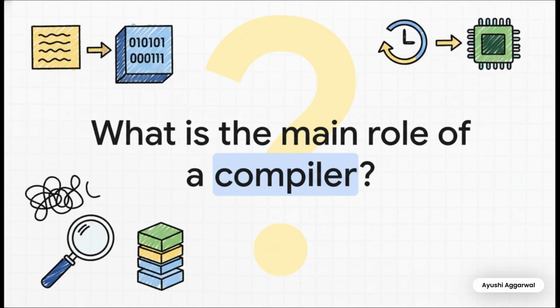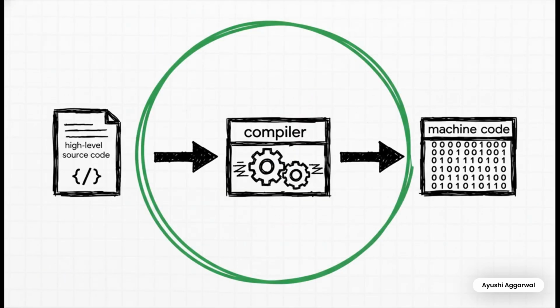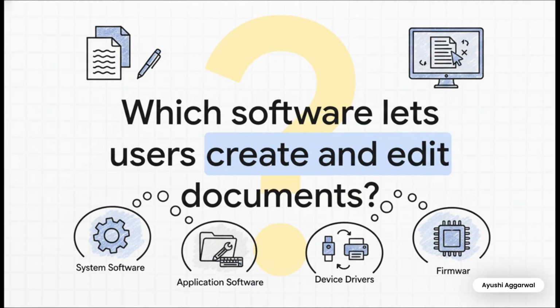Next question. What is the main role of a compiler? We just discussed this. Does it debug errors, translate code, manage memory, or provide runtime execution? And the correct answer here is B. A compiler's primary job is to take high-level code, the entire program, and translate it all at once into machine code that the computer's processor can actually understand. Simple and clear.